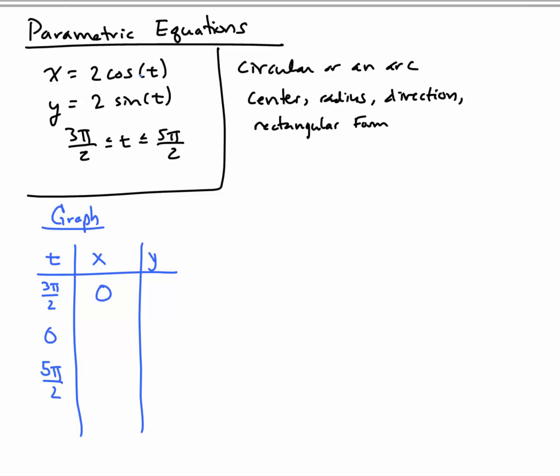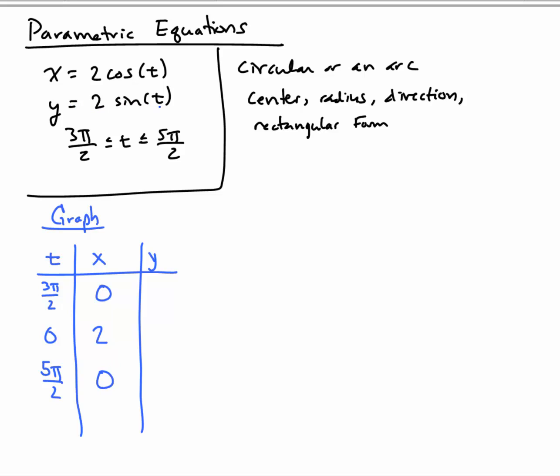Okay, cosine of 0 is 1. 1 times 2 is 2. 5 pi over 2. The cosine of 5 pi over 2 is the same as the cosine of pi over 2, because 5 pi over 2 is basically at your 90-degree angle. So it's 0. 0 times 2 is 0.